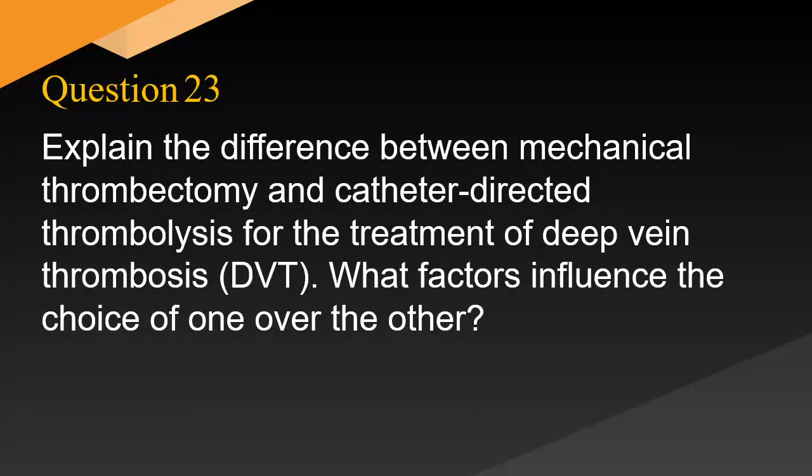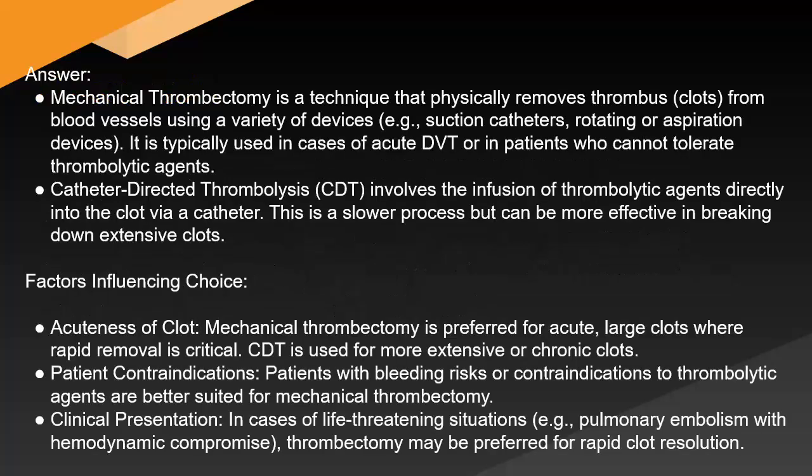Explain the difference between mechanical thrombectomy and catheter-directed thrombolysis for the treatment of deep vein thrombosis, DVT. What factors influence the choice of one over the other? Answer: mechanical thrombectomy is a technique that physically removes thrombus, clots, from blood vessels using a variety of devices, e.g., suction catheters, rotating or aspiration devices. It is typically used in cases of acute DVT or in patients who cannot tolerate thrombolytic agents. Catheter-directed thrombolysis, CDT, involves the infusion of thrombolytic agents directly into the clot via a catheter. This is a slow process but can be more effective in breaking down extensive clots.